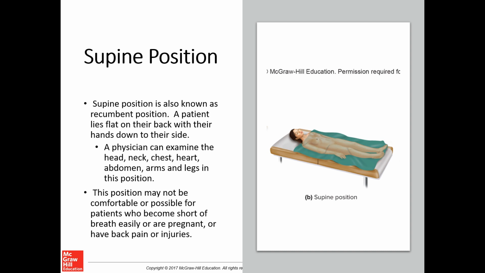Supine is also known as recumbent. The patient's just simply laying on their back with their arms next to them, legs flat down. In this position, the physician can examine the head, neck, chest, heart, abdomen, arms, and legs. Anywhere you can see on the patient right now, they could examine. It might be difficult for a patient who becomes short of breath easily or is in late stage pregnancy.